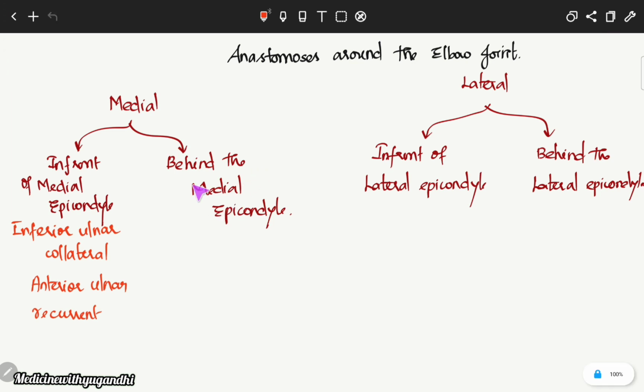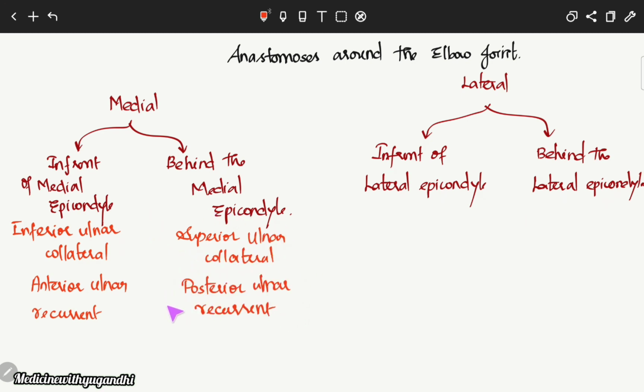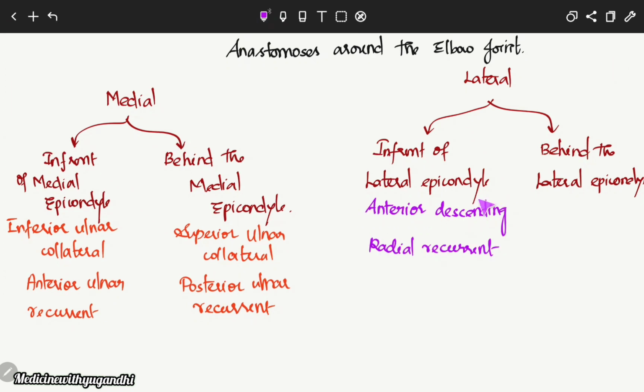And behind the medial epicondyle of the humerus, the arteries taking part in anastomosis around the elbow joint are superior ulnar collateral, which is a branch of the brachial artery, and the posterior ulnar recurrent artery, which is a branch of ulnar artery. And on the lateral side, in front of the lateral epicondyle, it is the anterior descending branch, which is also called the radial collateral artery, which is a branch from the profunda brachii artery, and the radial recurrent artery, which is a branch from the radial artery.